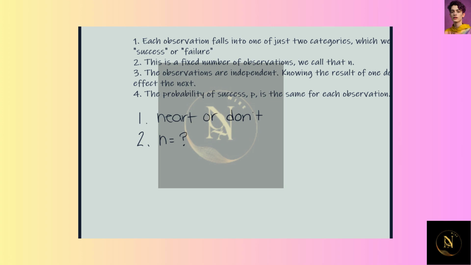The other observations, it is independent because the first heart does not depend on the second heart because it says the words with replacement, which assumes independence. And the probability of success is the same each time because you are putting the card back into the deck, so it doesn't affect the probability. The probability does not change each time. So in order for this to be a binomial distribution, we would need to know the number of observations.